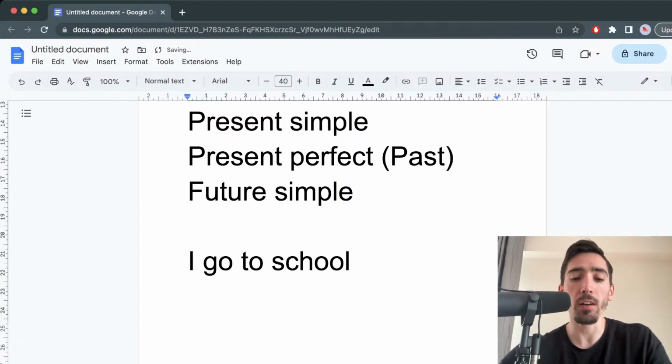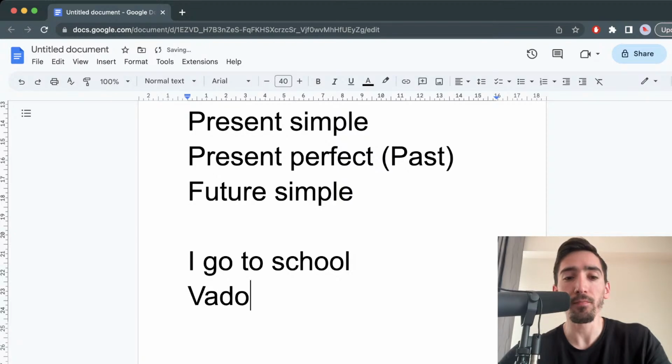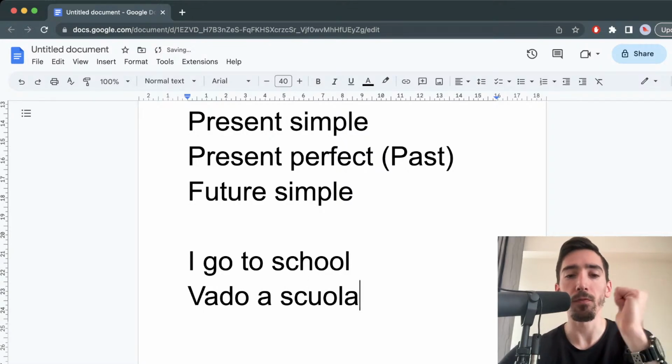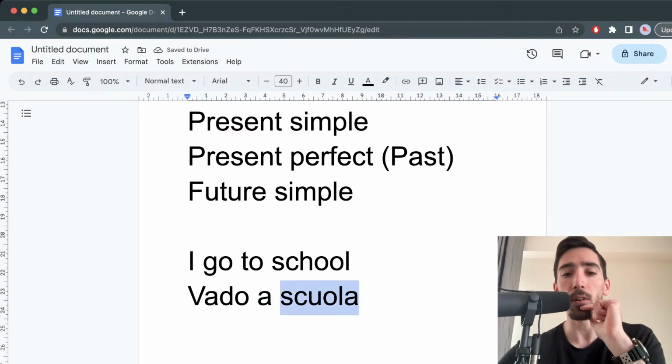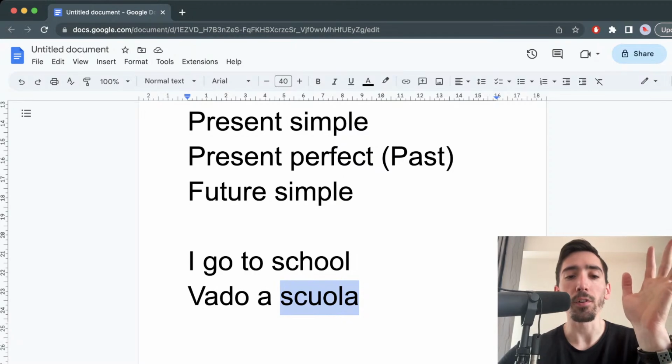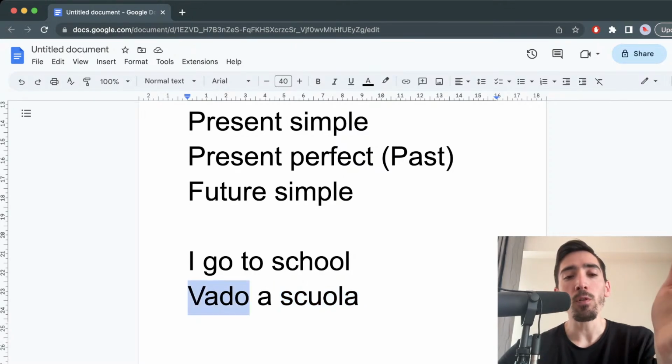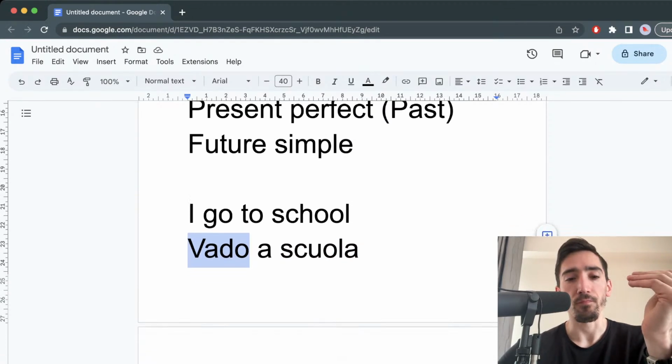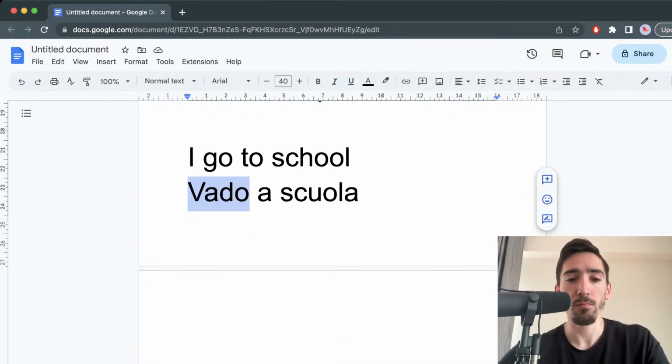And the logic behind this is that vado is the first person singular of the present simple. A scuola, to school, right? We have the preposition, we have the noun, scuola. Fine, that's all well and good. Now, if I want to use the future simple, I will go to school.